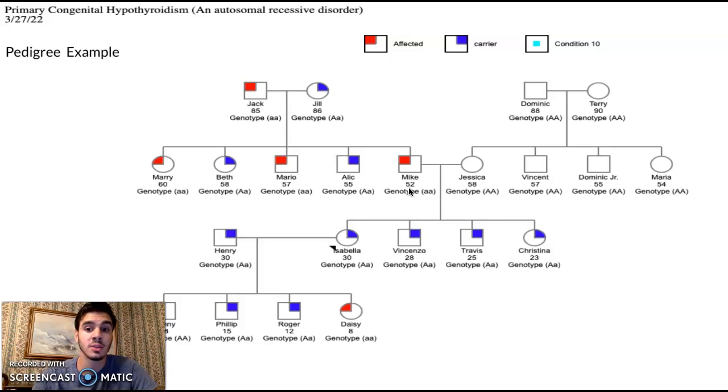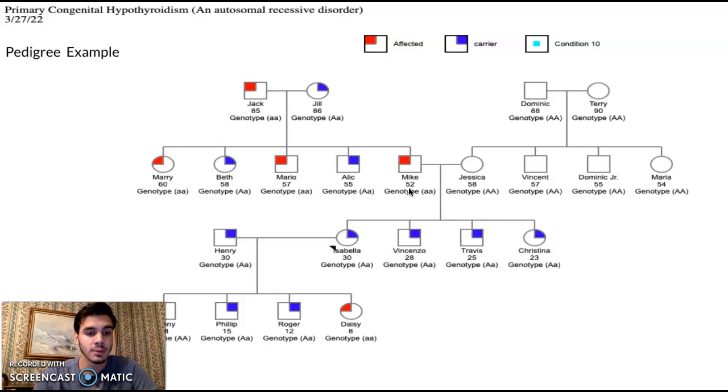so she has 2 dominant genes. Now, just like in the slide before, when they have children, all of them will be carriers for the disease, so all of them will inherit a dominant gene and a recessive gene, but none of them will be affected by it. Now, in this scenario, Isabella, who is a carrier, marries another carrier, Henry.